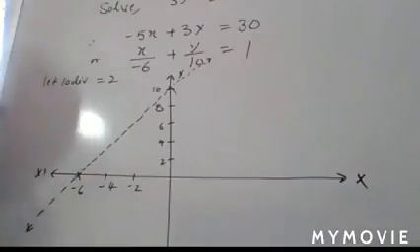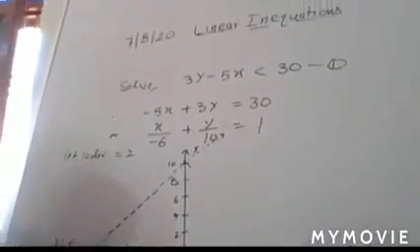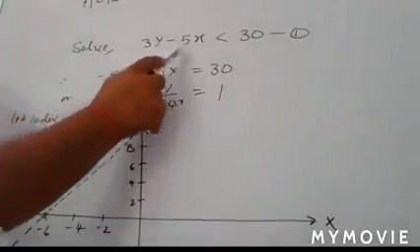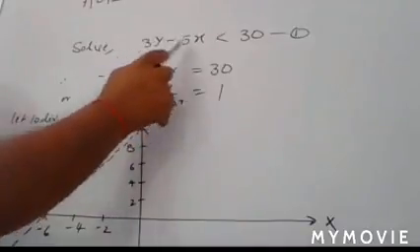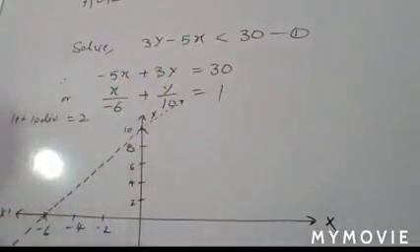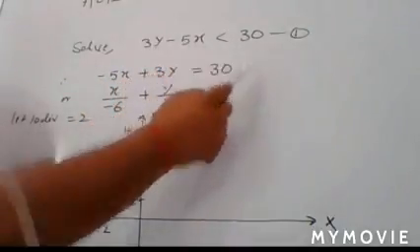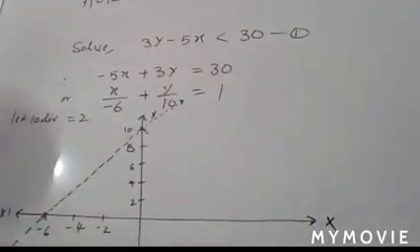Test point (0, 0). Now you come again to your given inequation. Just see it. Here you have given 3y minus 5x less than 30. So if you put x equal to 0 and y equal to 0, you find that 0 is less than 30. So what does it mean? That is correct. It means the test point (0, 0) satisfies the given inequation. So your solution is the half portion of the plane which contains origin.